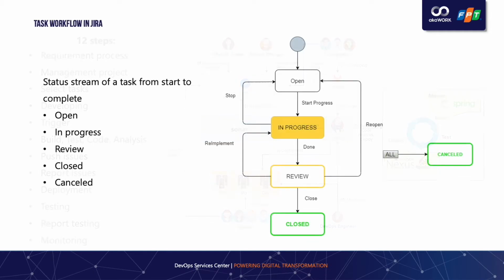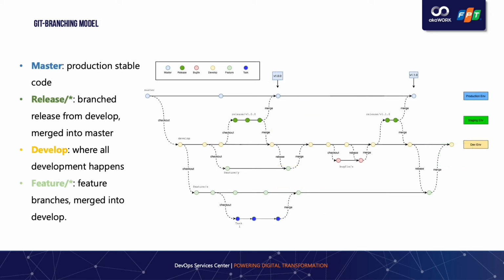Below is a model that describes the status and workflow from the beginning to the end of a task. After planning, the developer is assigned the task on Jira. They proceed to switch the task status from open to in progress and perform coding. After completion, it will switch to review status. If it is passed, then the task will be changed to closed to mark it as completed.